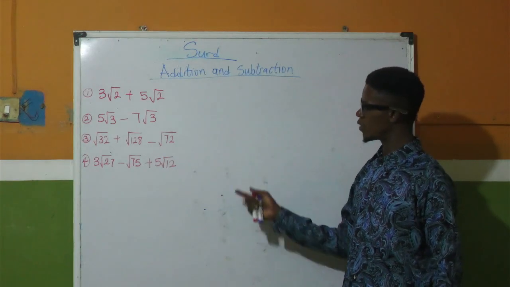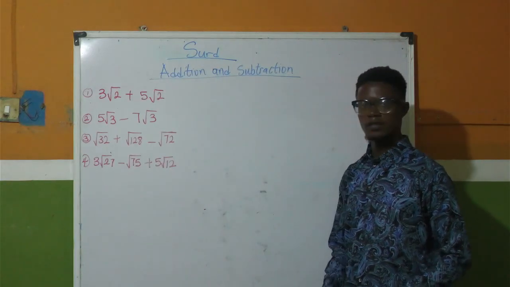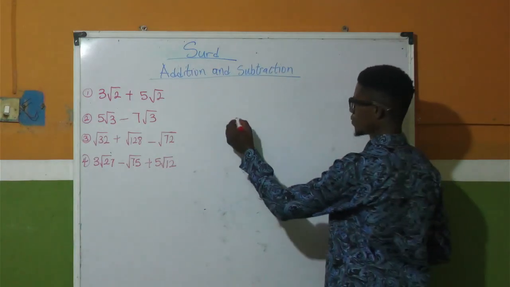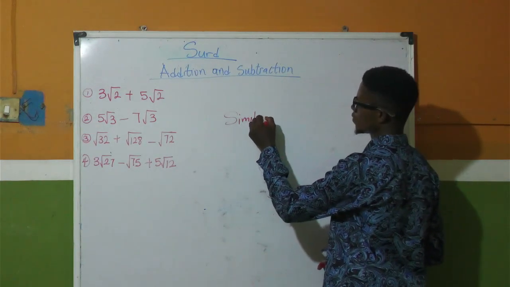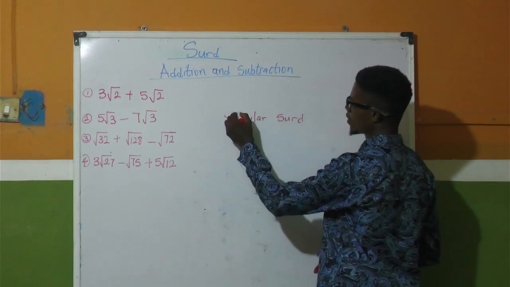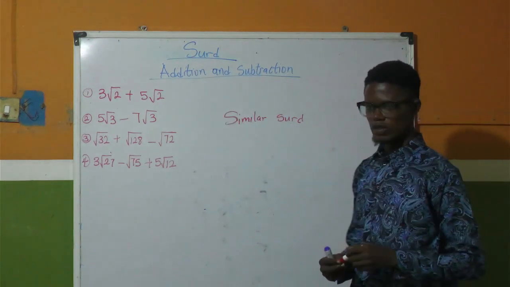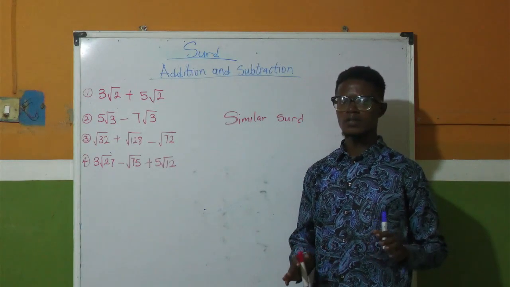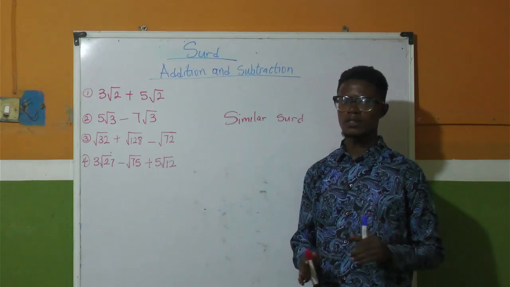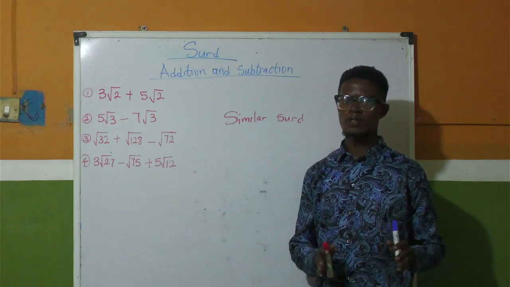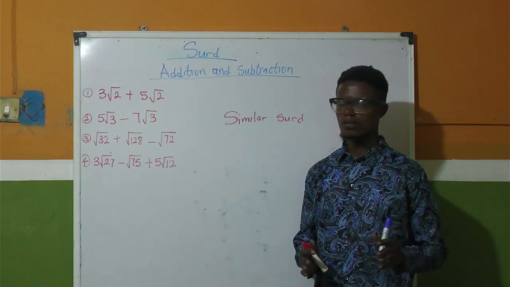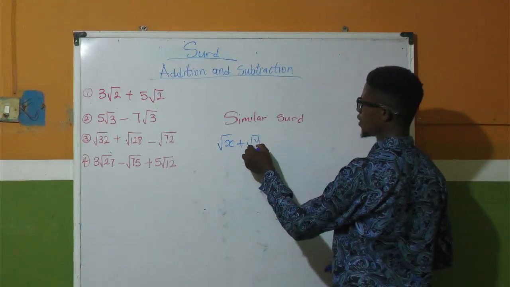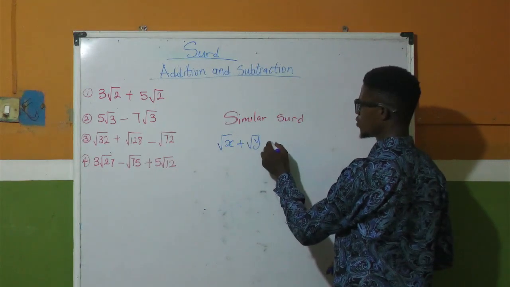Before we go on to solve these questions, I'd like to mention the concept of similar surds. You recall I said when we were looking at the rules of surds that, especially for addition and subtraction, you cannot add or subtract surds that have different irrational values. So you cannot, for instance, add x and y together.